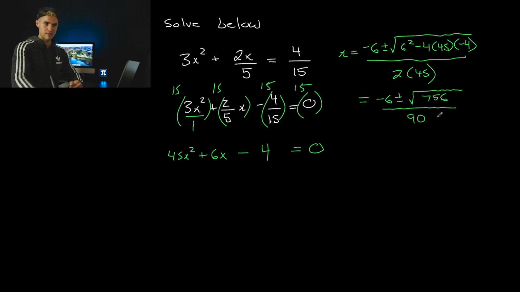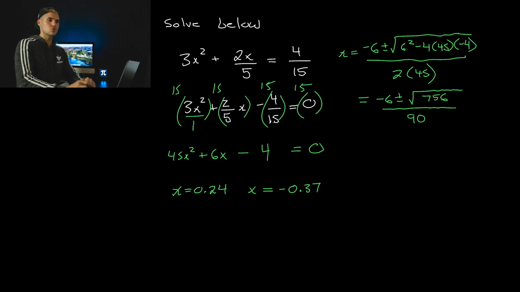And then I'm going to do this two ways. I'm going to simplify this here in case your prof wants this in exact values. You could also get the decimals if that's all they want. So negative 6 plus root 756 divided by 90 would give us 0.24. And then if you do negative 6 minus root 756 divided by 90, that would give us negative 0.37, if we round to 2 decimal places.